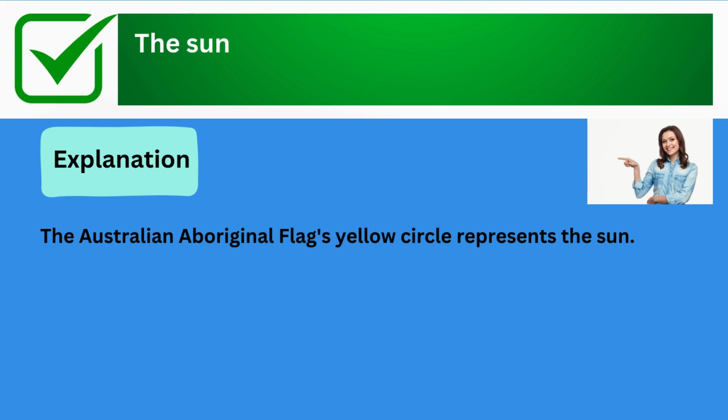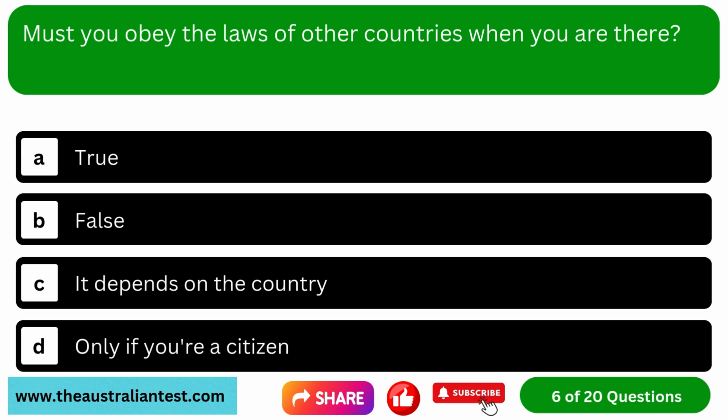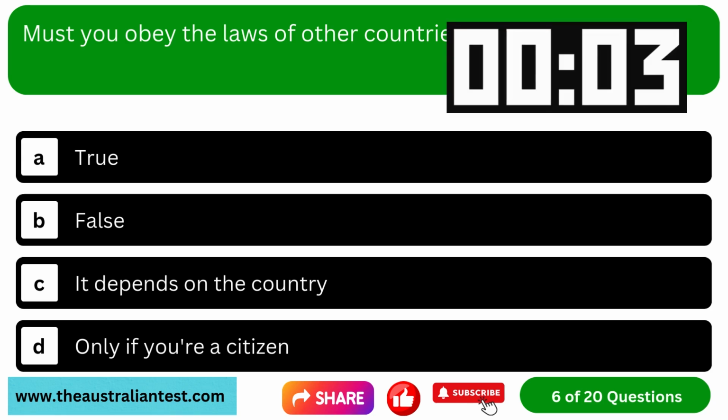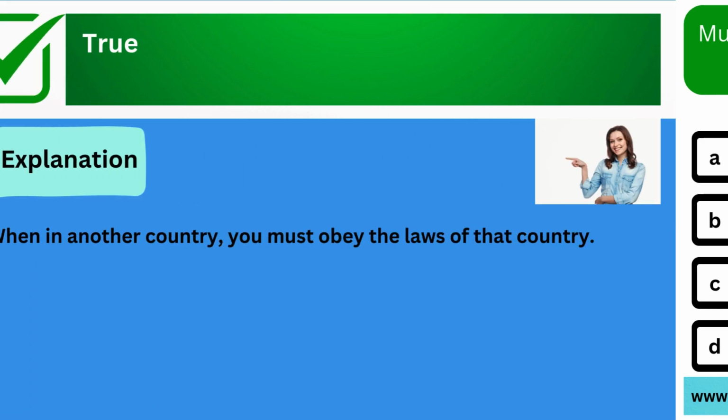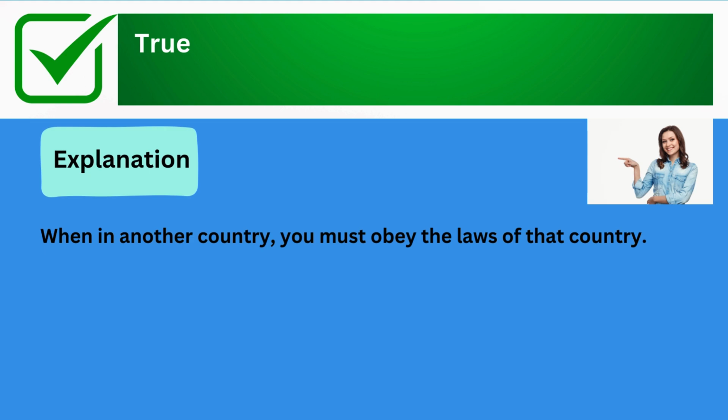Explanation: the Australian Aboriginal flag's yellow circle represents the sun. Question 6. Must you obey the laws of other countries when you are there? Option A, true. Option B, false. Option C, it depends on the country. Option D, only if you're a citizen. The correct answer is true. Explanation: when in another country, you must obey the laws of that country.